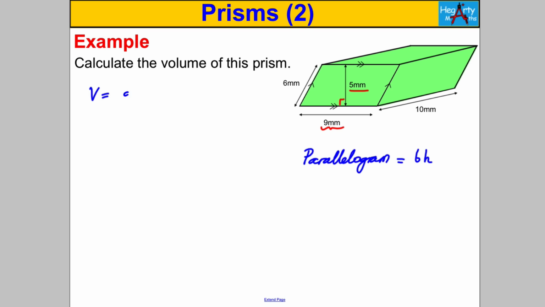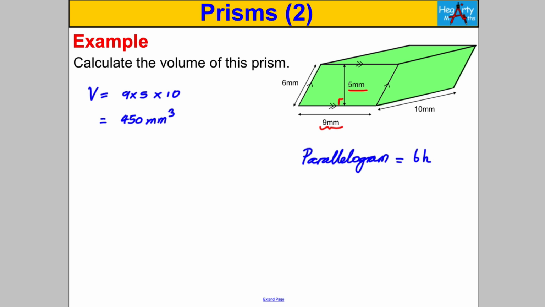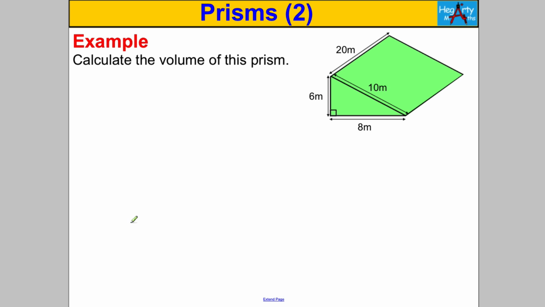So the volume is 9 multiplied by 5 multiplied by 10. 9 multiplied by 5 is 45, multiplied by 10 is 450. The units of length are millimeters, so the units of volume are millimeters cubed, and we're done. Okay, next question. Pause the video, have a go.